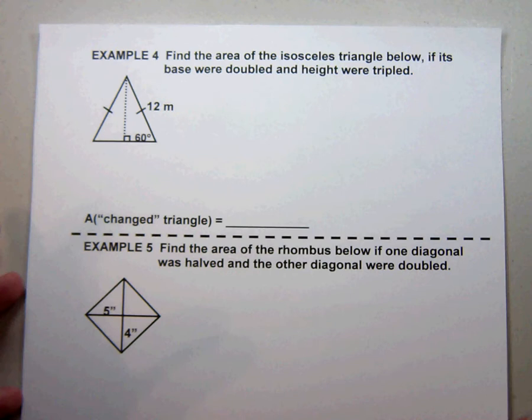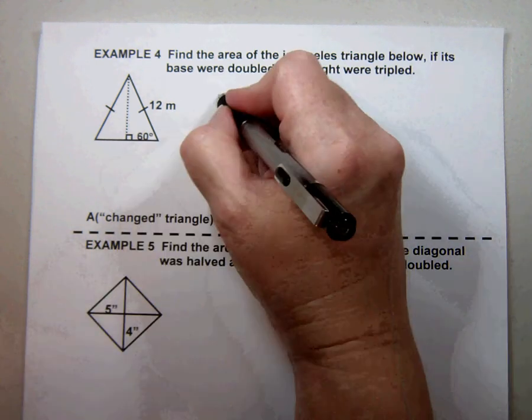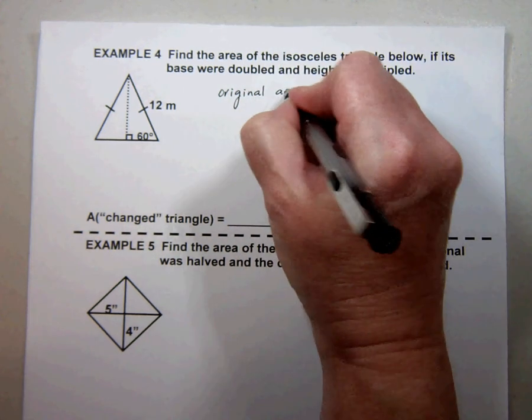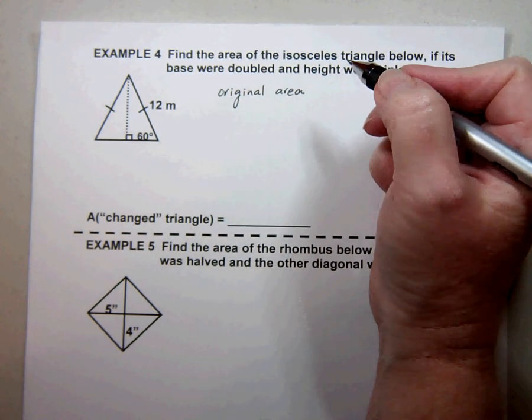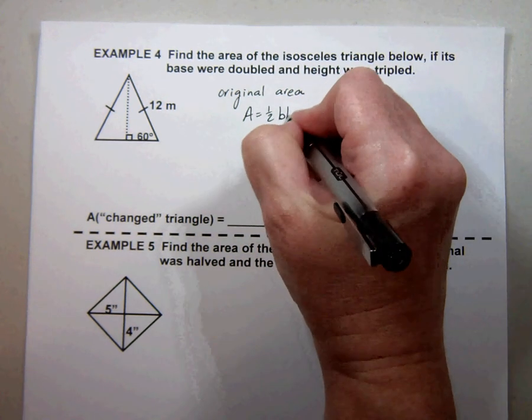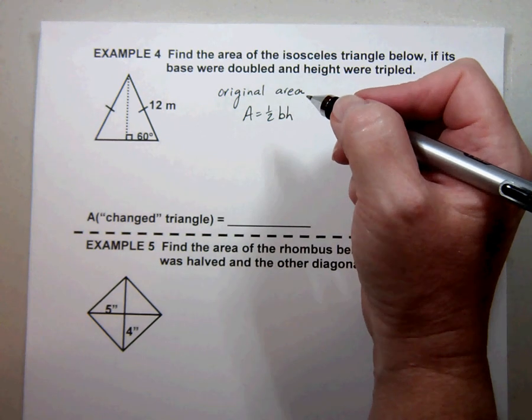Okay, first of all, what we really need to do is look at this picture and figure out the area of the original. So let's write original area. So our original area, we're going to have to use the area of a triangle formula. It's 1/2 base times height. We have neither one. We don't have the base or the height.